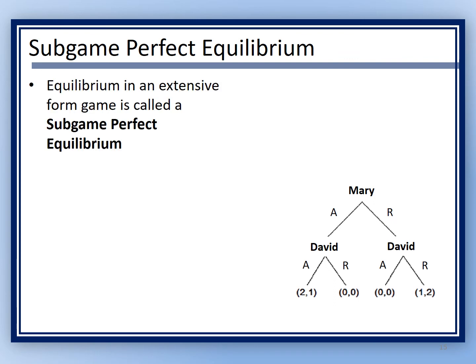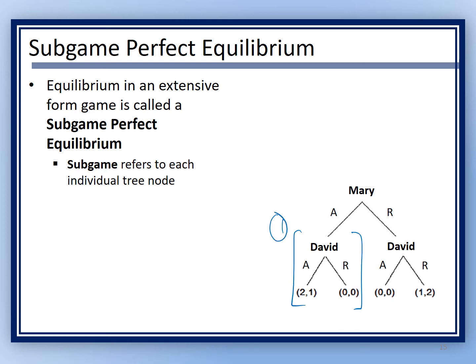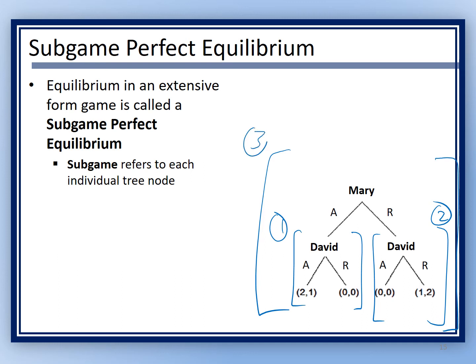The equilibrium concept in an extensive form game is called subgame perfect equilibrium, SPE. So what does it mean? Subgame refers to each individual tree node. So in our case, we have three subgames. Number one, David choosing what to do when Mary has chosen action movie. Number two, David choosing what to do when Mary has chosen romance. And number three, Mary choosing what to do.